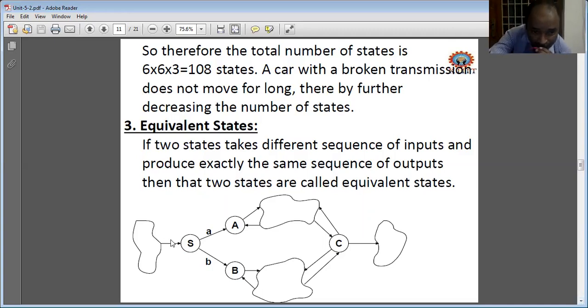For example, S is one state, A is one state, B is one state, C is one state. Now S to A is nothing but the input A. S to B is nothing but input B. Now S to A takes one input A, then S to B takes one input B. That is totally different. But it is going to obtain the same sequence of outputs in C here. So in this case, these two states A and B are called equivalent states, and it can be shown like this.